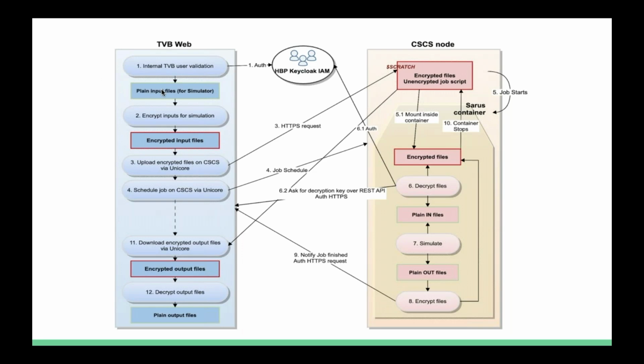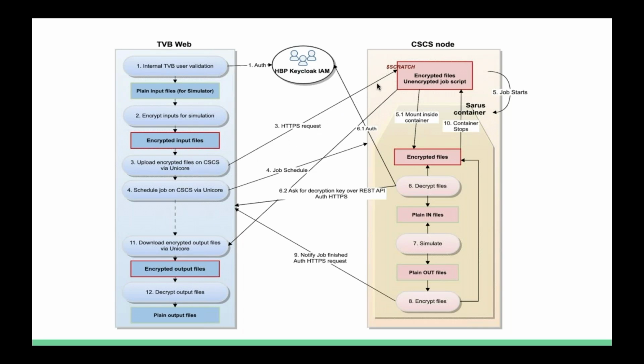Let's say the user wants to start a large simulation. At first we authenticate the user, and then we gather all the files that this simulation will need to access. We encrypt them. Important here is that we generate a key for each set of files that we are sending towards the CSCS node. We upload the encrypted input files via the UniCore REST API together with a script that will schedule our job there.